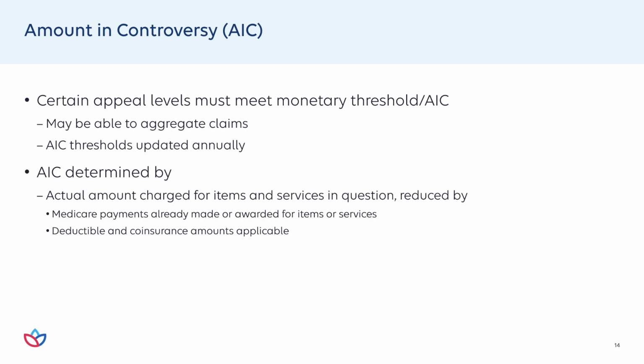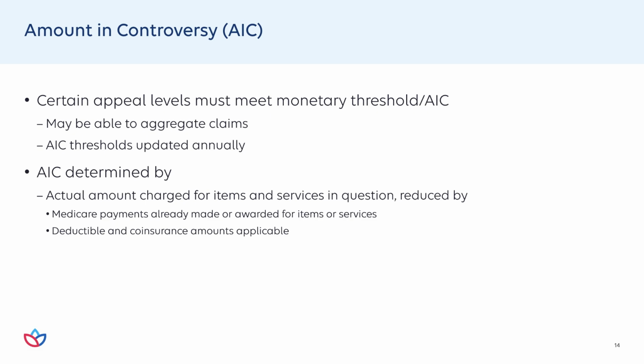Certain levels of the appeals process require that a claim meet a monetary threshold for it to be eligible for an appeal. This is considered the amount in controversy, or AIC. That AIC threshold amount is established by CMS, and it can change on an annual basis. The AIC amounts are published on our website as well as on CMS's website.